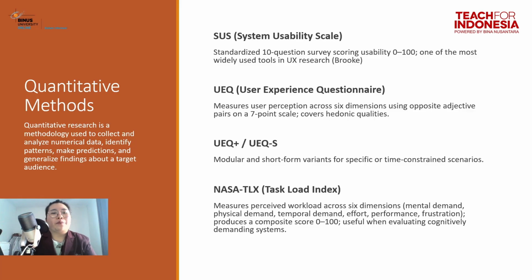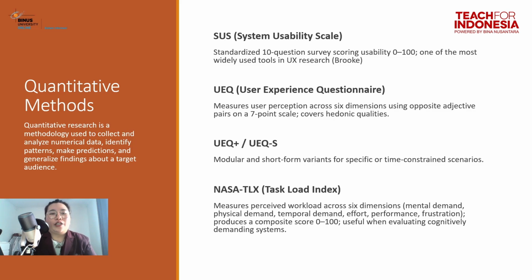So here we have some options for quantitative methods. We have SUS. It's a very well-known, standardized 10-question survey on the Likert scale, scoring usability from 0 to 100. It's one of the most widely used tools in UX research.